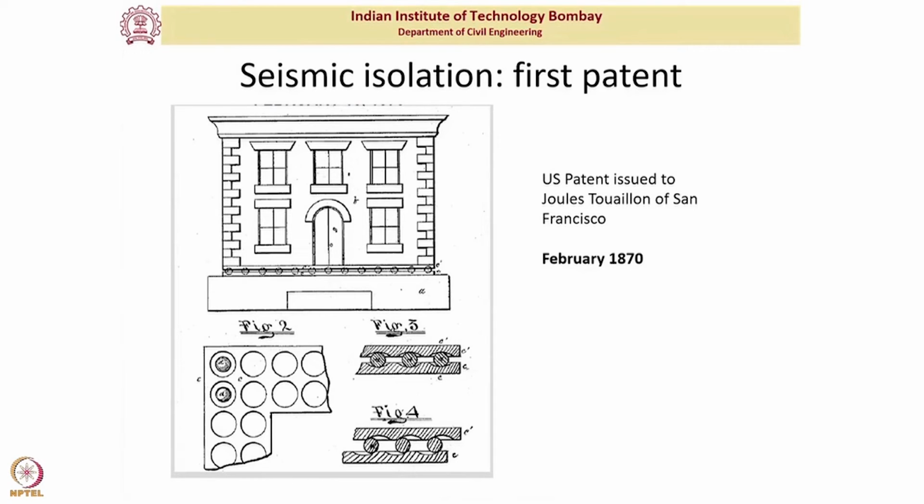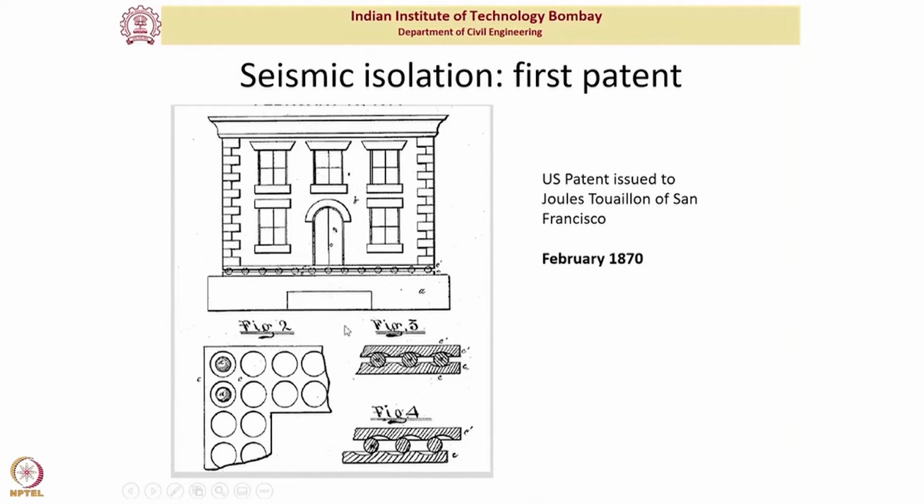We do not exactly know, because there are different types of technologies which look like seismic isolation technology, and people filed patents for that. One of the first known instances is this US patent that was issued to Jules Tollia of San Francisco, in February 1870. And the figure is from that patent application.